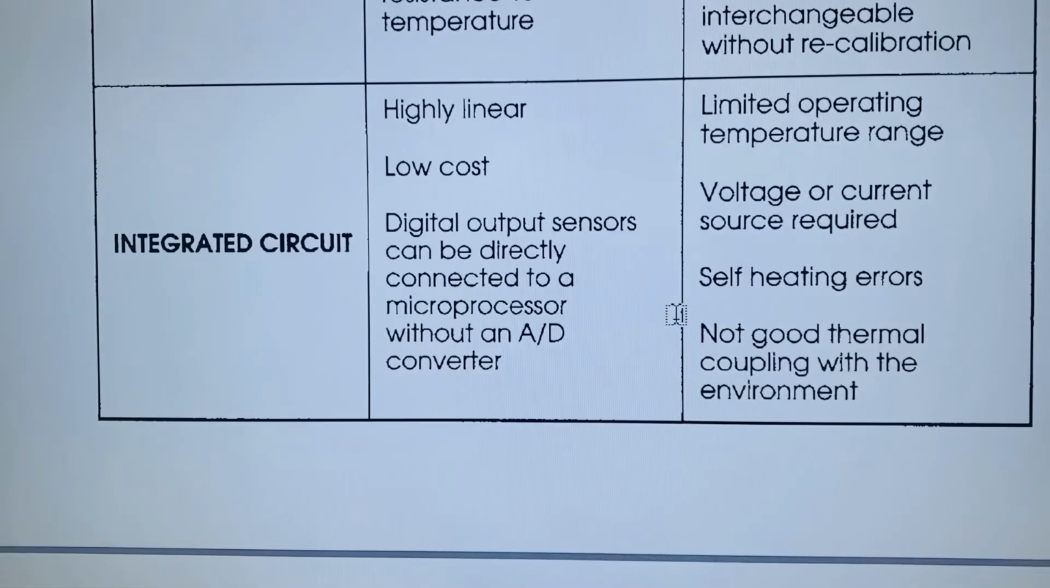Okay, and limited operating temperature range from negative 50 to 200 Celsius, and not easily interchangeable without recalibration, so we have to recalibrate it. And the integrated circuit, the LM34 and LM35, they are highly linear, low cost, digital output sensors. There are some that already have an A to D or digital output. They send a stream of bits indicating the temperature, and they have limited temperature range, voltage, current source, voltage or current. In this case, we only apply voltage. And sometimes they have self-heating errors. Okay, not good thermal coupling with the environment, yeah, because they have to be attached to sense the environment.